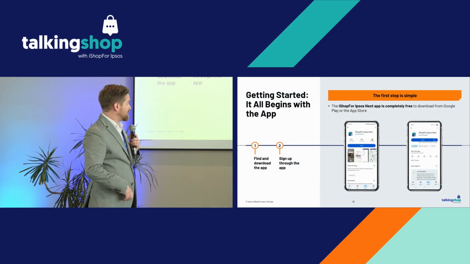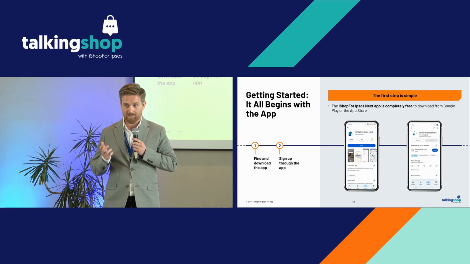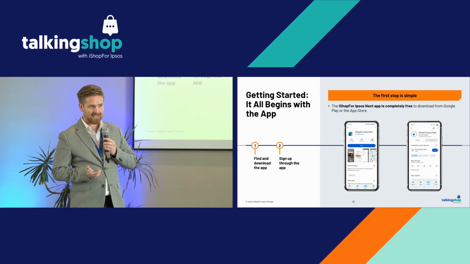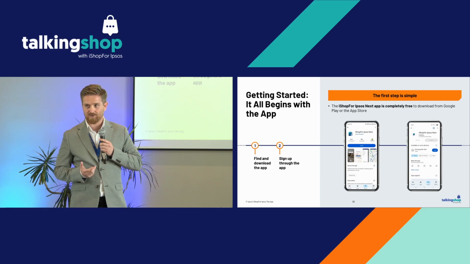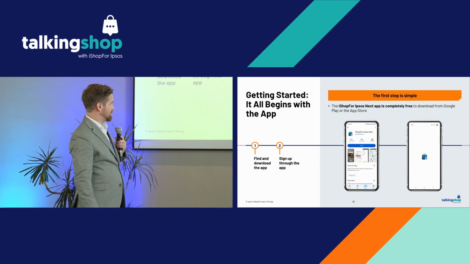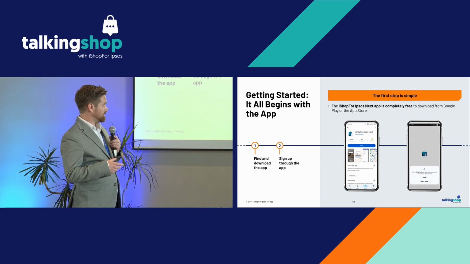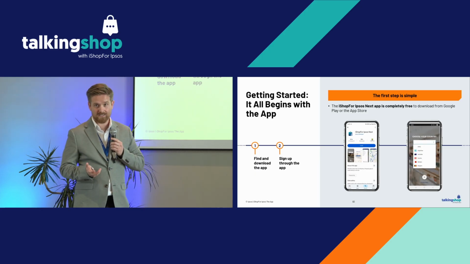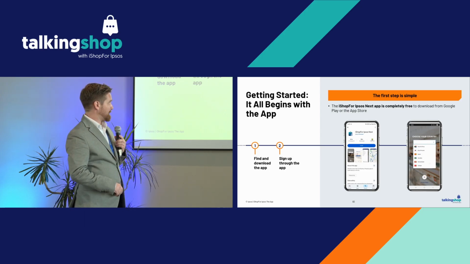To start with, the app is available on the App Store and also Play Store. You can find it by typing in iShopFor Ipsos Next, or I'll give you some QR codes at the end that you can scan to go straight to the store that your phone is pertaining to. Once you've downloaded it, you will be able to choose your country. So for here, it's the US. For those of you at home, it's Australia, New Zealand, and the UK.